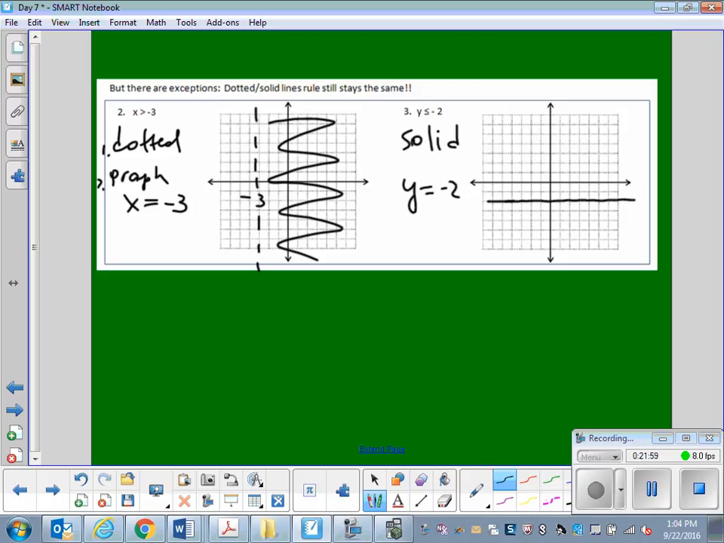And how do I shade? Where do I shade? The bottom, right? Because it's less than. And we include the line, the actual line. Very good. Questions? No. Awesome.